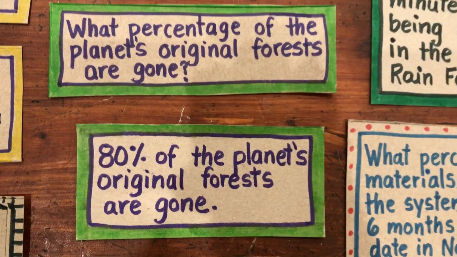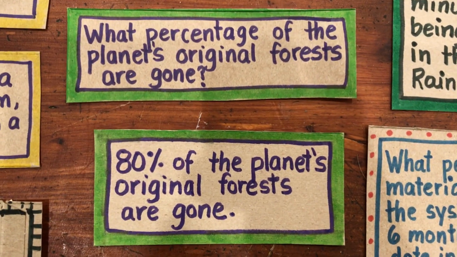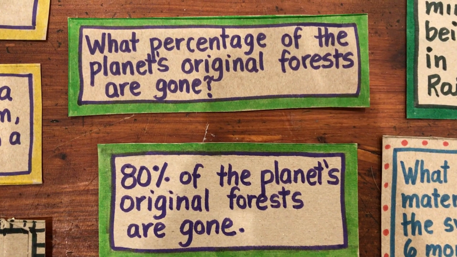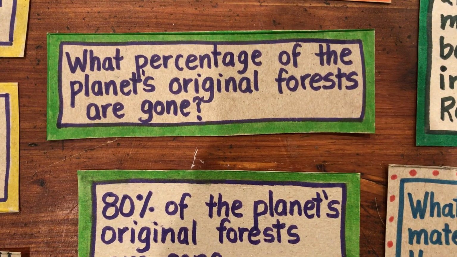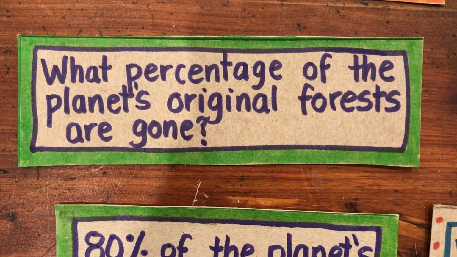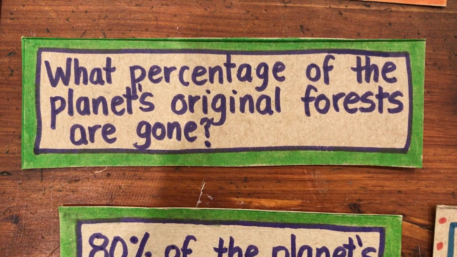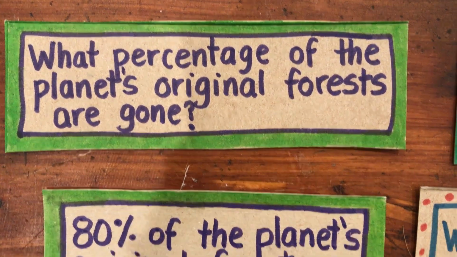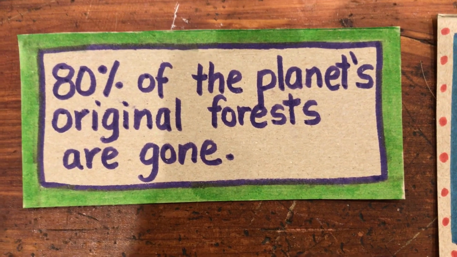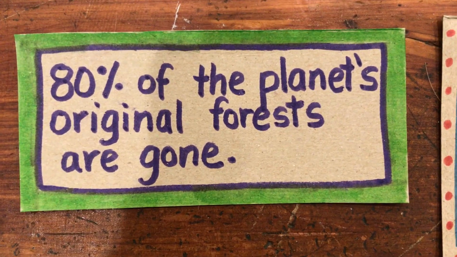We're running out of all of the different things that we use, like the fish in the ocean, and we are running out of good land to grow crops on and things like that. What percentage of the planet's original forests are gone? 80% of the planet's original forests are gone. 80%.